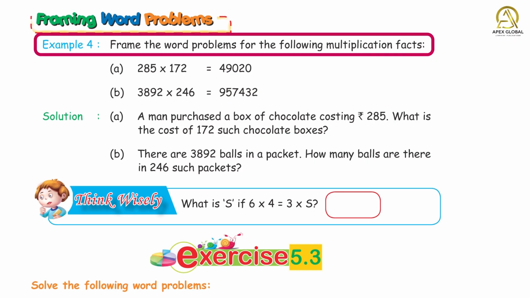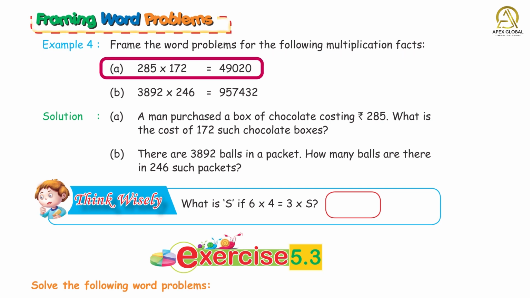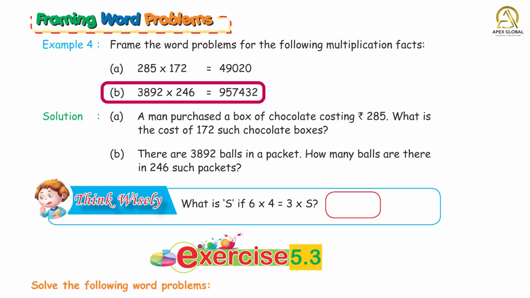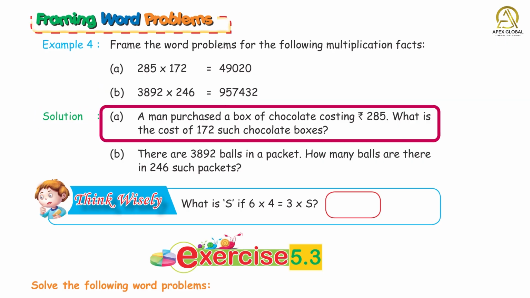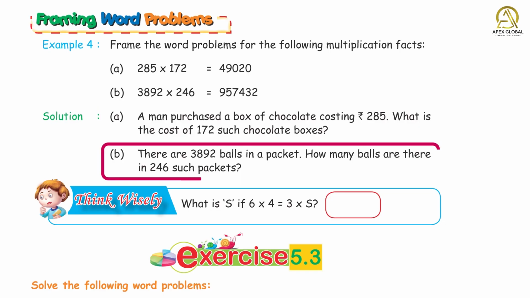Example 4. Frame the word problems for the following multiplication facts. A. 285 into 172 is equal to 49,020. B. 3,892 into 246 is equal to 9,57,432. Solution. A. A man purchased a box of chocolate costing rupees 285. What is the cost of 172 such chocolate boxes? B. There are 3,892 balls in a packet. How many balls are there in 246 such packets?